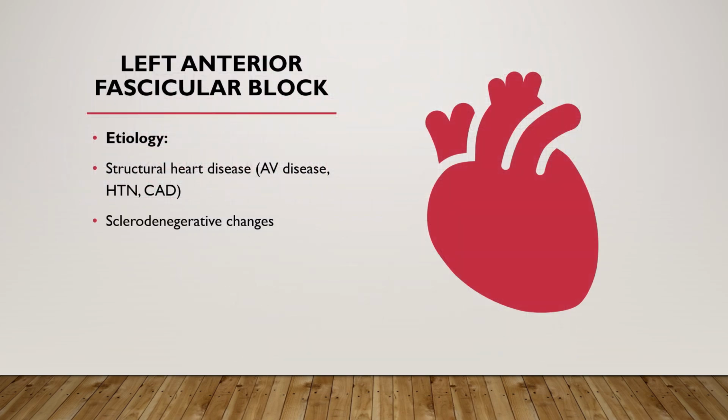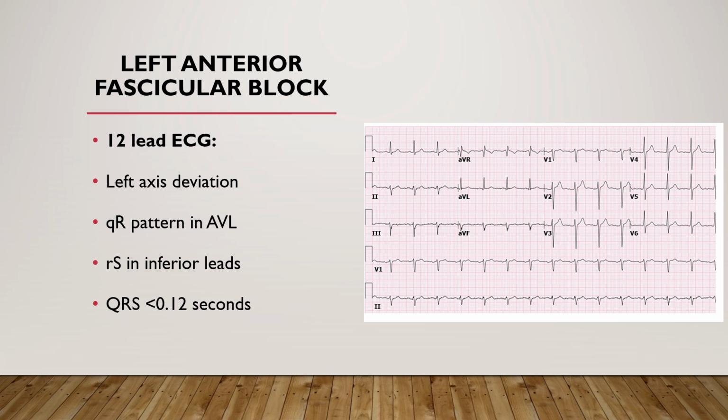So let's talk about left anterior fascicular block. Again, think about structural heart disease, such as coronary disease, long-standing hypertension, and aortic valve disease. Sometimes patients who have sclerodegenerative changes in the conduction system can also develop left anterior fascicular block. So how does it present on a 12-lead EKG? First, left axis deviation, QR pattern in lead AVL, RS pattern in leads 2, 3, and AVF, which are also known as inferior leads, and the QRS will not be prolonged, or less than 0.12 seconds.